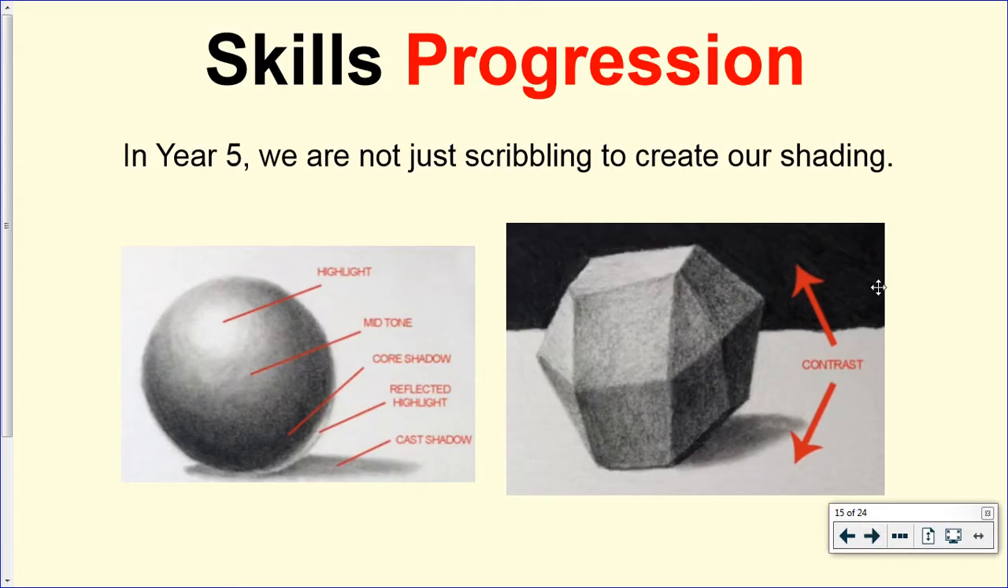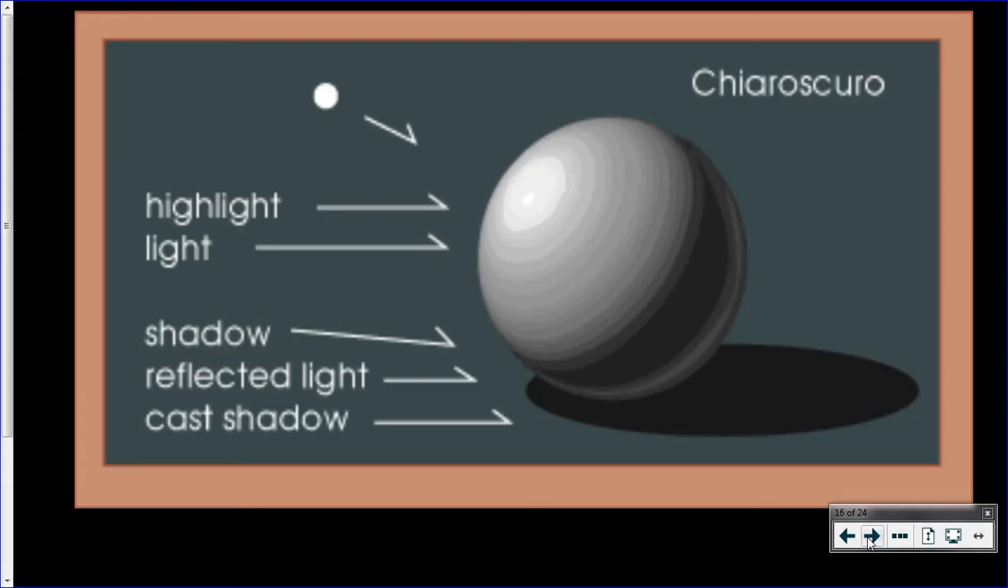So in Year 5, especially today's lesson and through the weeks as we progress, we are not just going to be scribbling to create shading. We really need to think about what we're doing. So, chiaroscuro. So you have your point.